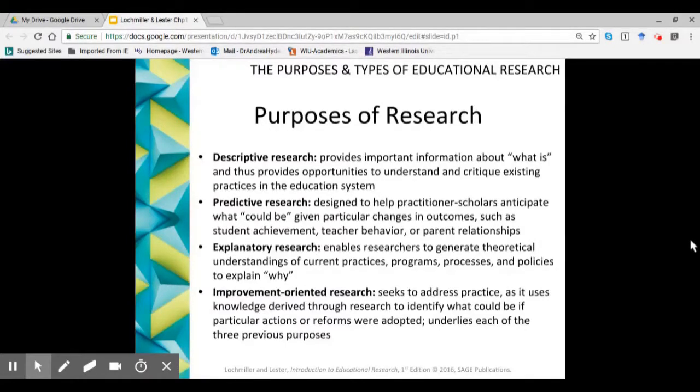Then there's explanatory research. Of course, this is going to try to answer why something is going on. You might be generating a theory about something, and we actually have one of the qualitative methodologies called grounded theory that aims to do that. And then improvement-oriented research is meant to improve a particular kind of problem that you're studying.